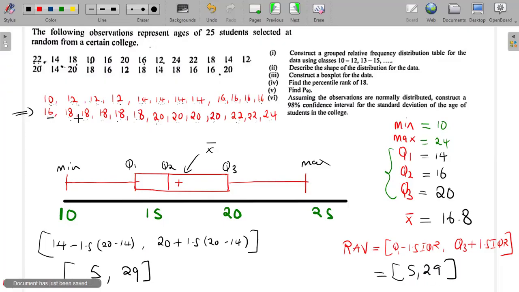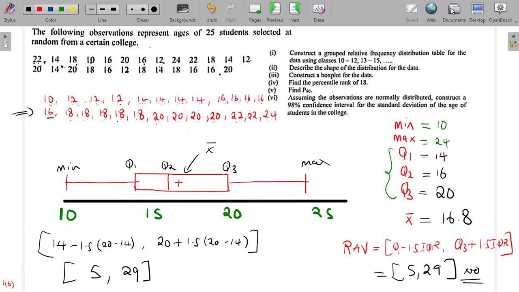Now among this data that I have, is there any entry that is below 5 or greater than 29? The answer is no. So we have no outliers here, and we don't need to show any outliers on the box plot. So it means we are done with part 3. We can now look at part 4.